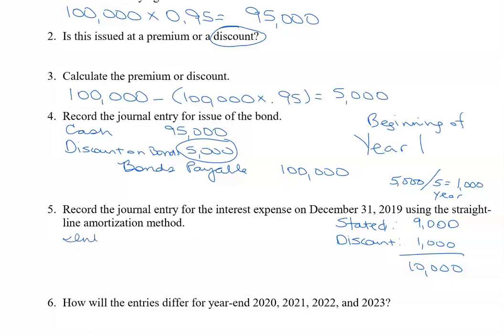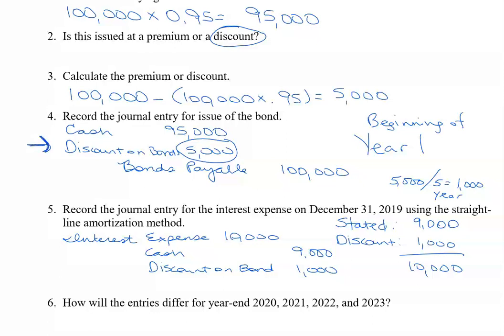So we would say interest expense for $10,000, cash of $9,000, because that's what we agreed in the bond to pay annually. And then we will credit discount on bond for $1,000. Notice that this discount on bonds was debited when we first issued the bonds, and now it's credited when we amortize the interest.